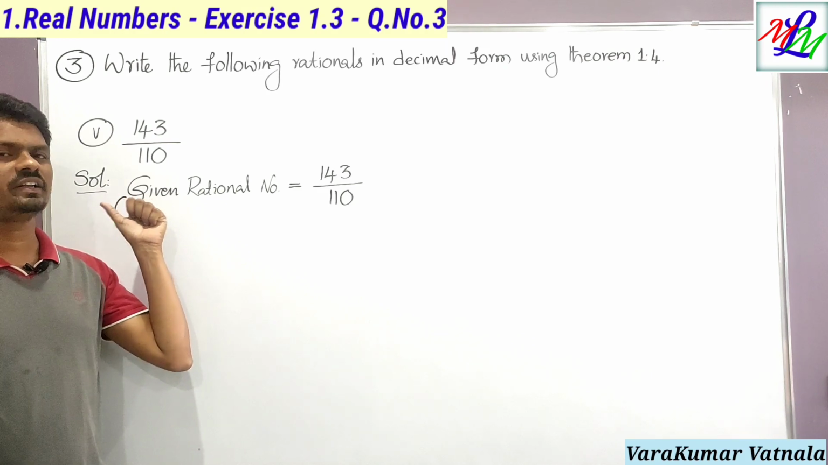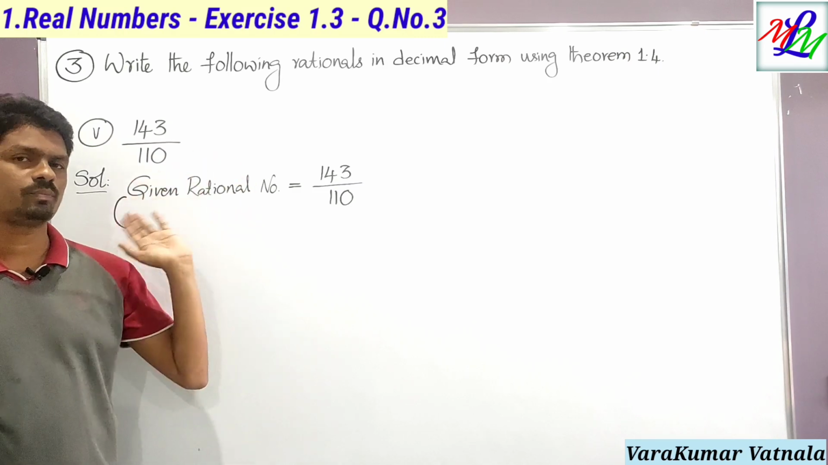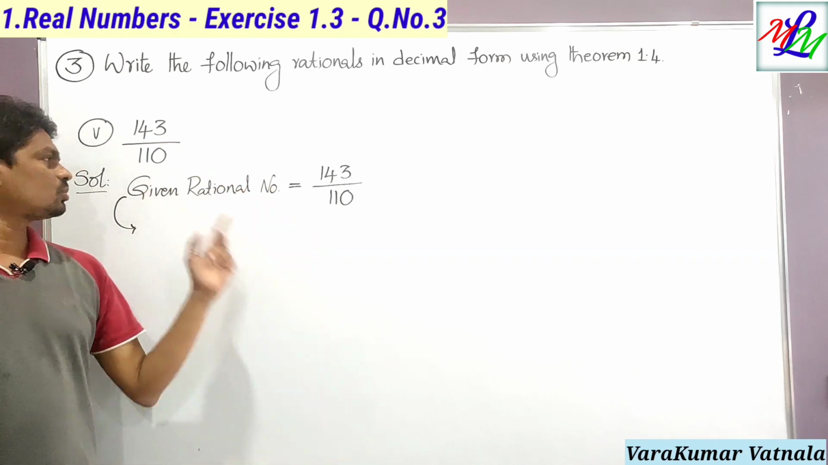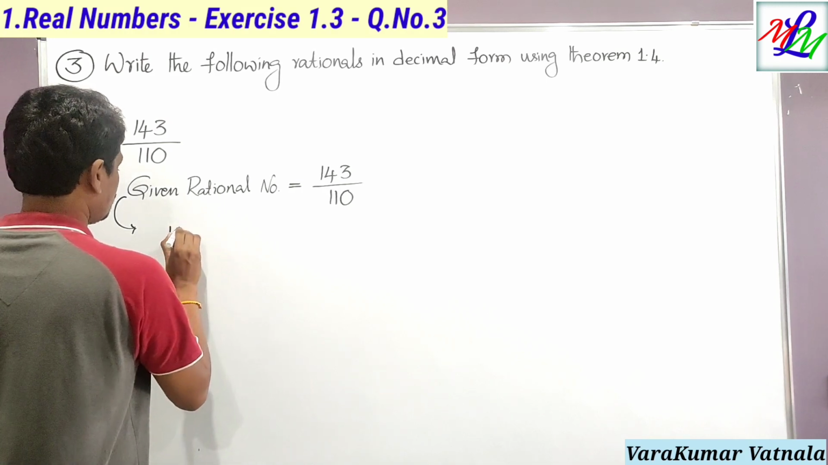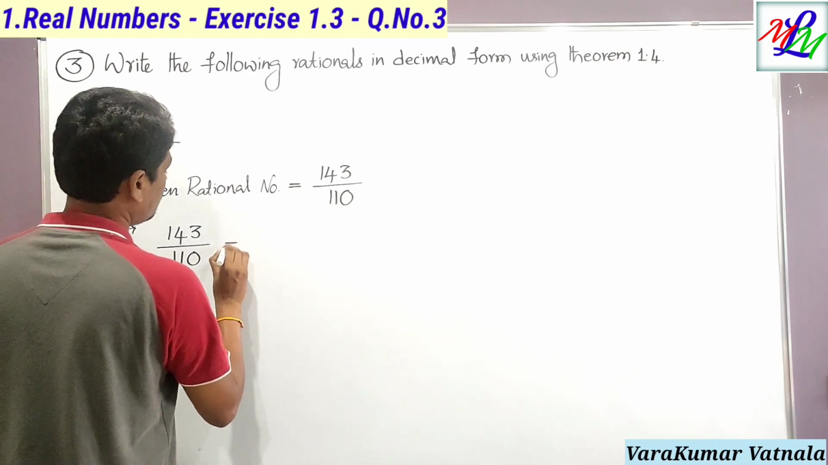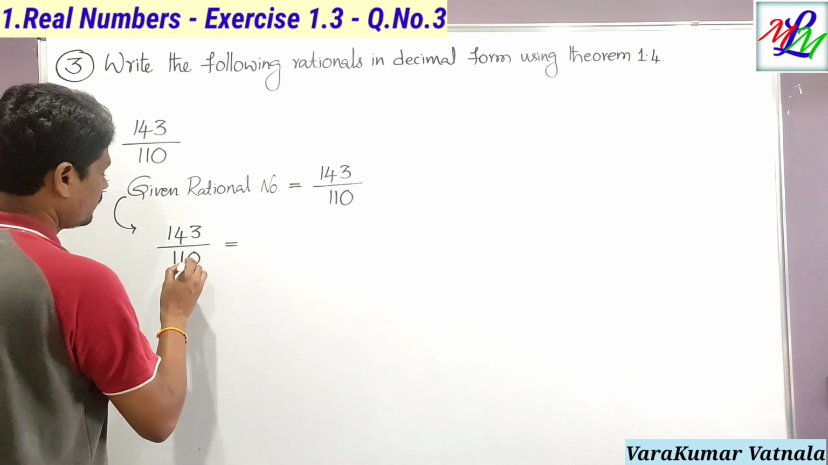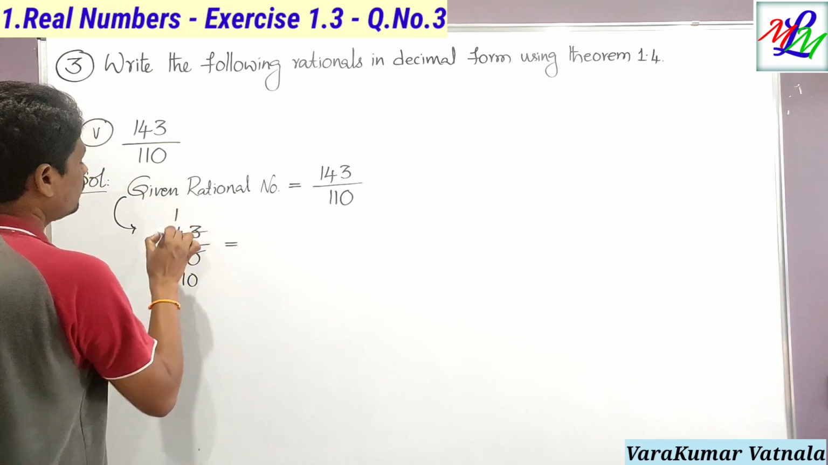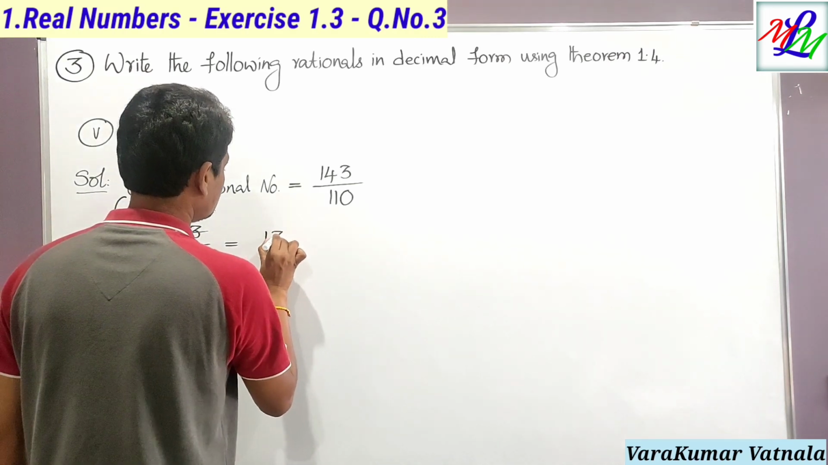143 divided by 110 is given. Again we have to write the decimal form of the rational number using theorem 1.4. So for that we have to make the denominator a multiple of 10. So see here, given rational number is 143 divided by 110. So again I am writing 143 divided by 110. So student, if there are any common factors for the numerator and denominator, we can cancel with the common factor. Here cancel by 11. 11 tens are 110. Again here 11 ones are 11, 11 threes are 33. So now it is 13 by 10.